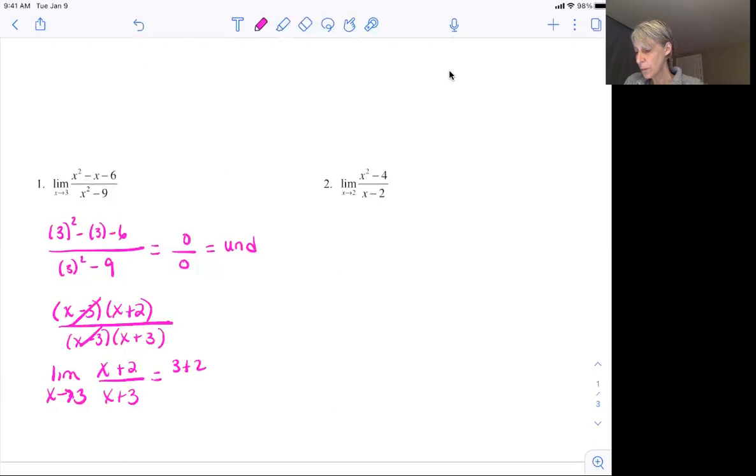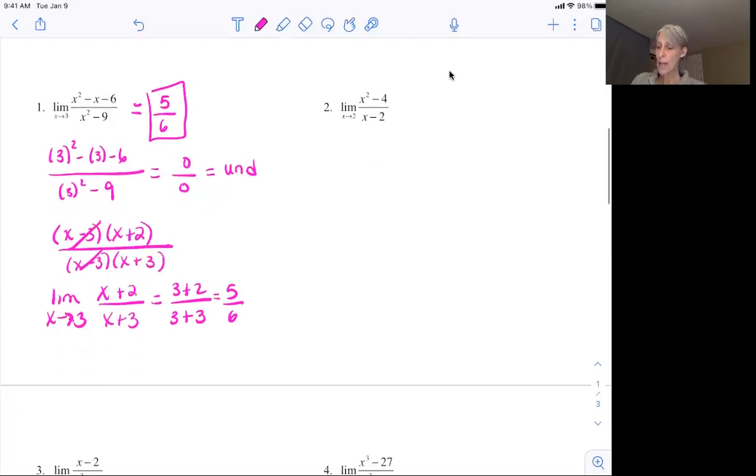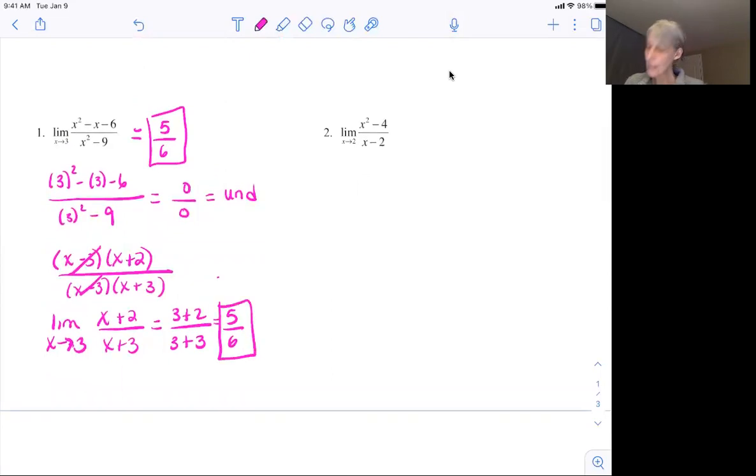Three plus 2, 3 plus 3, 5 over 6. So my actual answer is 5 over 6. Remember, what does this mean? A limit. I don't care what I get when I plug in 3. I care what I get when I plug in a number a little bit bigger or smaller than 3. And I want to know what's happening on the graph of that function. And when we simplify and try again, we get what's going on in the function.